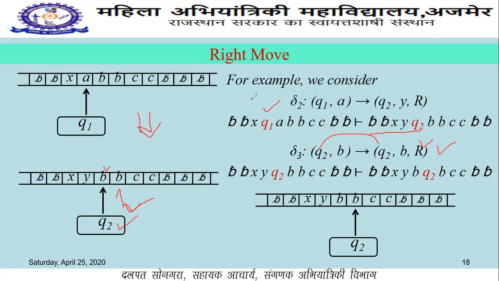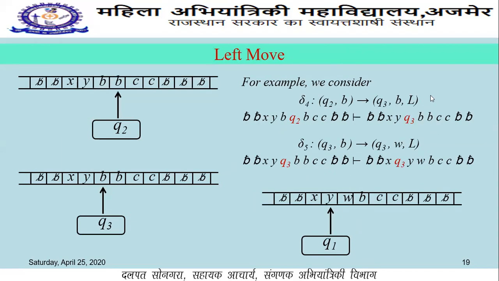So the read write head is moved to this position and this state remains unchanged, like q2, and that's it. And we move right hand side after applying this delta 3 at this scenario, and you can see this in this diagram. And the same thing can be understood by this alpha beta gamma format. Now we understand the next, the left move.